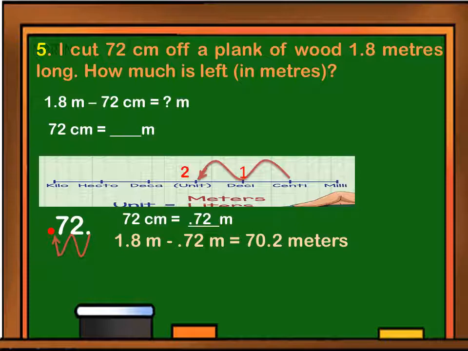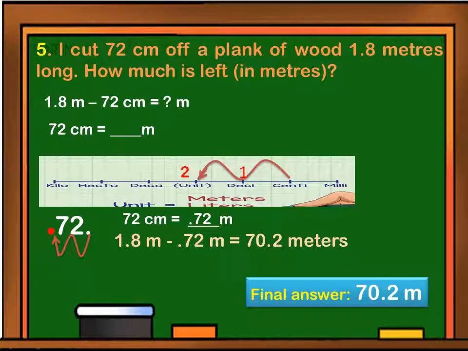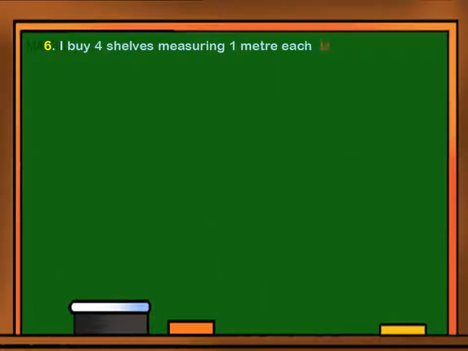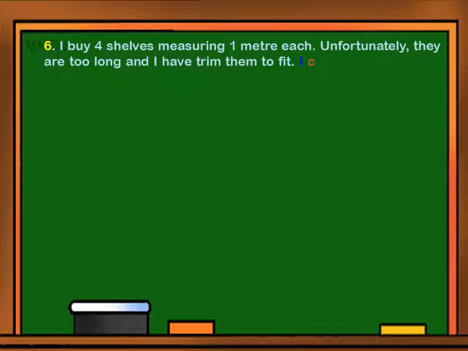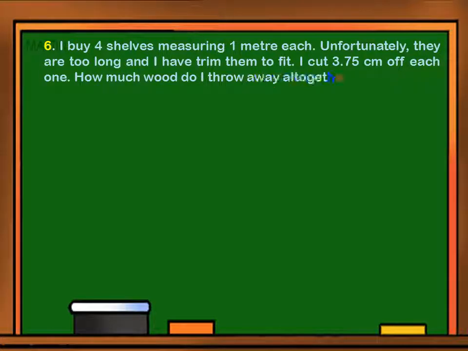Now, we can subtract 0.72 meters from 1.8 meters. 1.8 meters minus 0.72 meters equals 1.08 meters. Final answer, 1.08 meters. I buy 4 shelves measuring 1 meter each. Unfortunately, they are too long and I have trimmed them to fit. I cut 3.75 centimeters off each one. How much wood do I throw away altogether in meters?